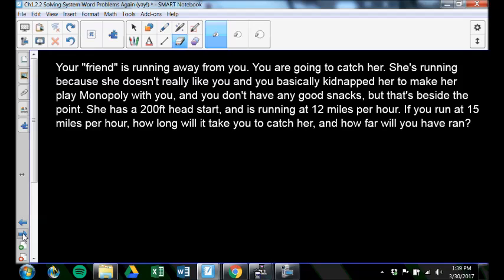Next, your friend is running away from you. You're going to catch her. She's running because she doesn't really like you, and you basically kidnapped her to make her play Monopoly with you, and you don't really have any good snacks anyways. But that's all beside the point.